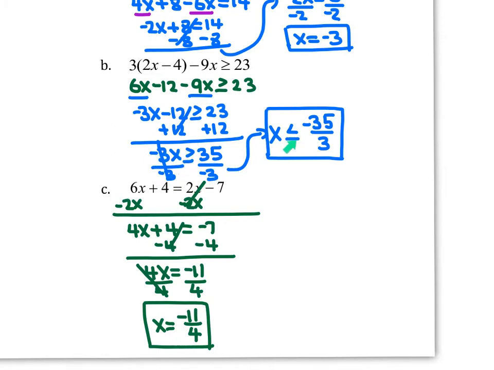So in this case, it changed directions. And -35 doesn't divide evenly by 35. You're going to have a decimal. On C, the 6x and the 2x are on different sides of the equation.